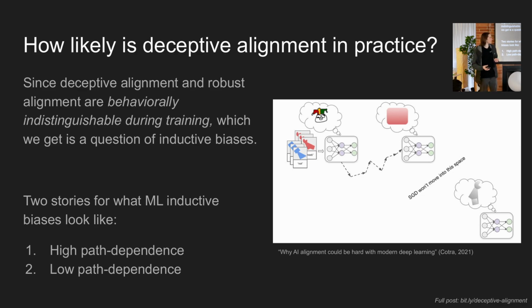So that's the idea. We're going to break things up into two cases. We're going to call these the high path dependence case and the low path dependence case, where effectively these represent two ways of thinking about the inductive biases of machine learning systems, two ways of thinking about why you would get one algorithm over the other, why you would get the color classifier over the shape classifier.